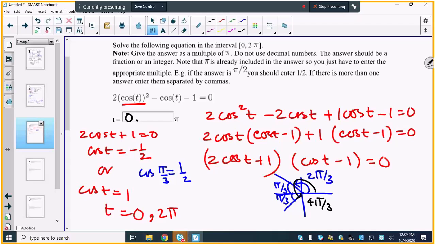Then the second answer, I'm going to get 2 pi over 3, so I can say 2/3. Then I can say the third answer should be 4 pi over 3, so that's 4/3. And finally, 2 pi, so the answer is 2. And that answers this question.